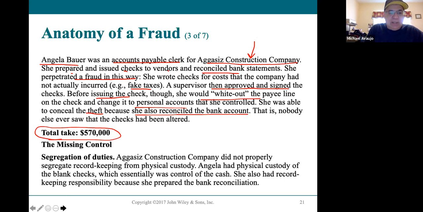Missing control? Well, there was no separation or segregation of duties there, right? So she was the record keeper, and she knew about the cash. She did both systems. And so no one else knew what was going on. And so she was able to get away with quite a bit.